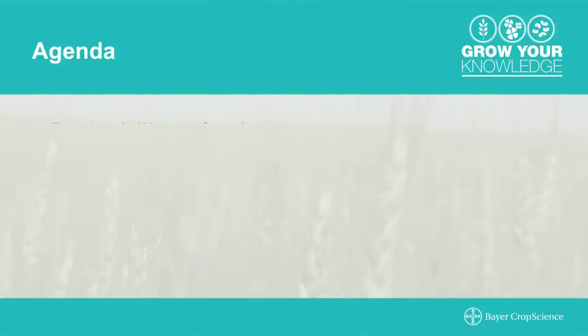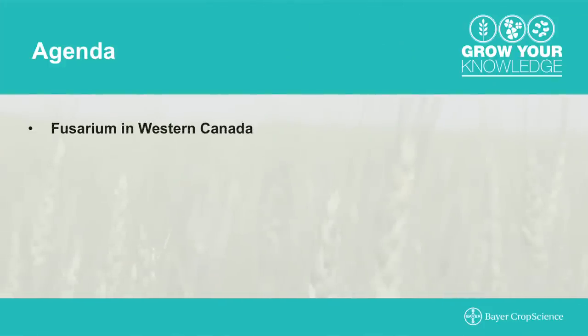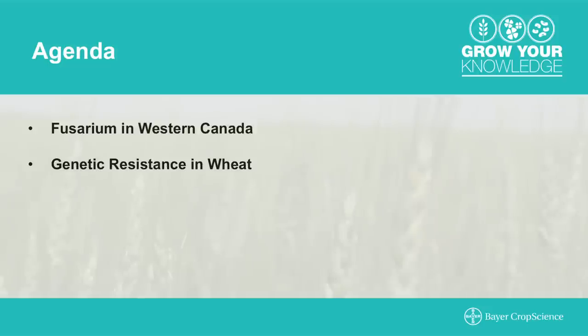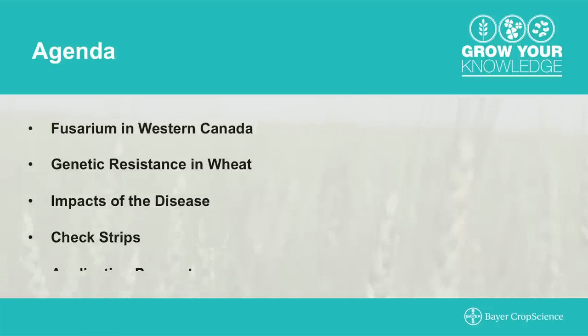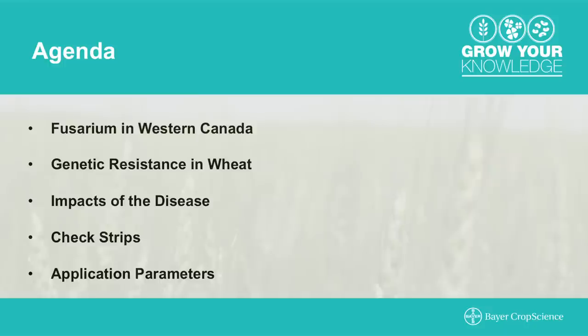Over the next little bit, we'll talk about what happened with Fusarium in the summer of 2014 in the Western Prairies. We'll also talk on the genetic resistance that's in the wheat varieties out there, as well as some of the dynamics that happen in crop with regards to how it affects the disease. We'll talk about check strips, we'll talk about the fungicides available for use, and lastly, we'll touch on the application parameters that are probably most important for applying fungicides to go after Fusarium head blight.